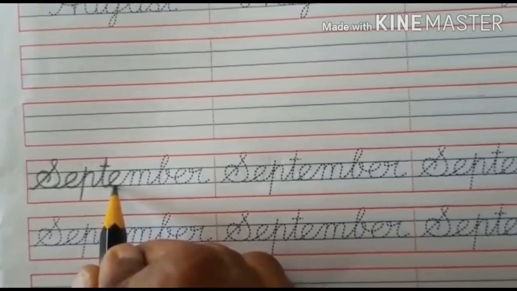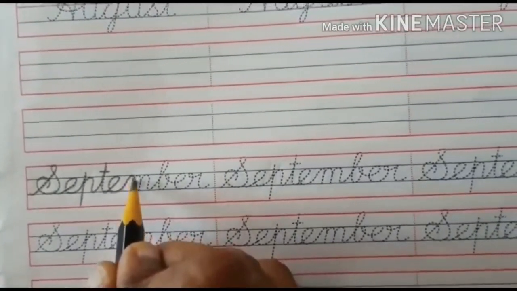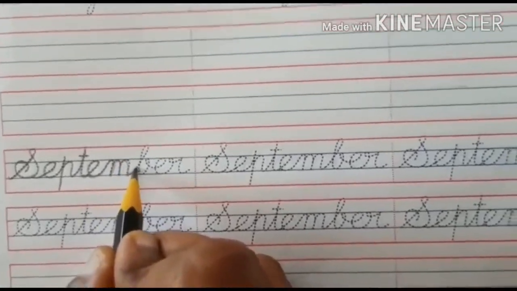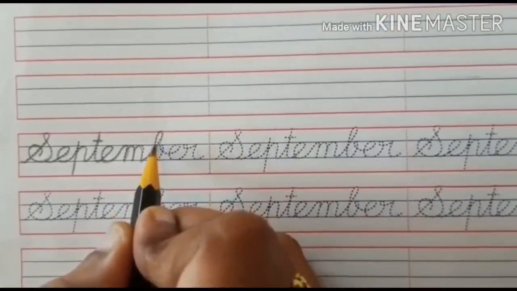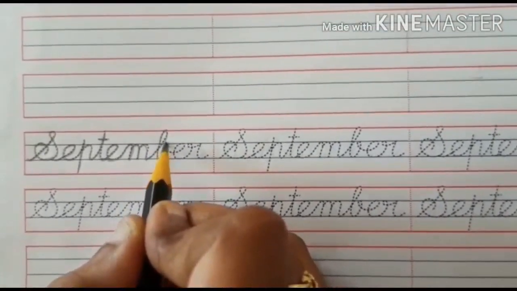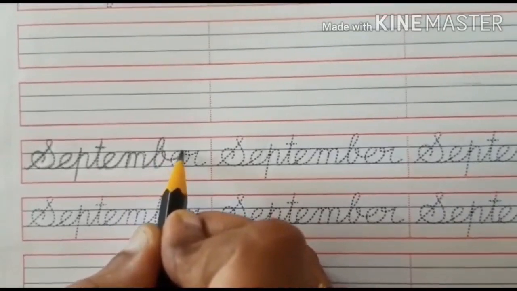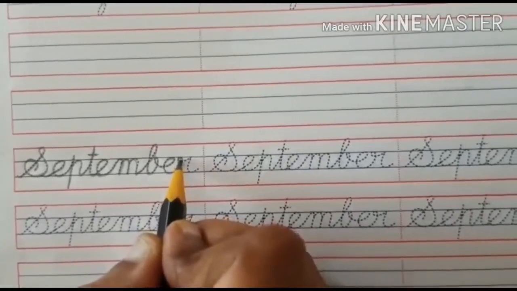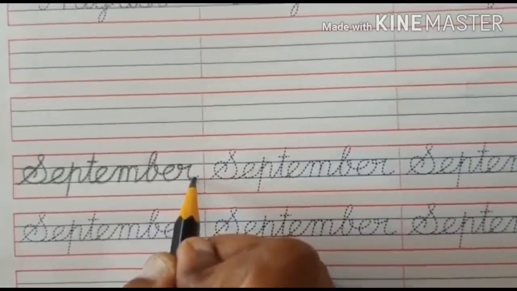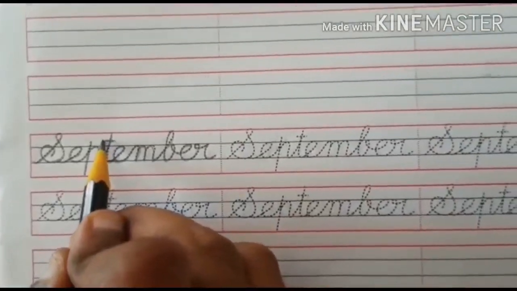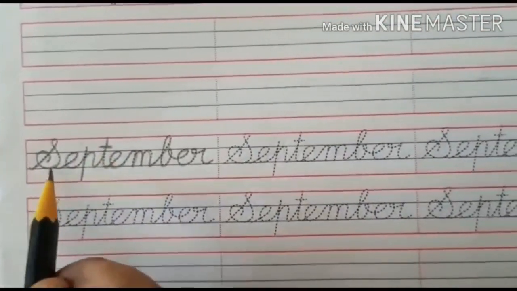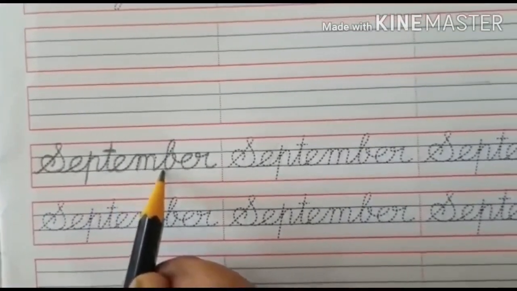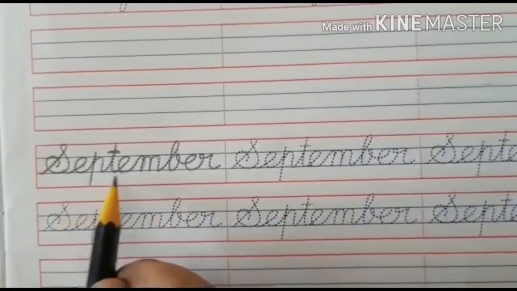M, you should touch midline and baseline. B, you should go up, touch top line, midline and baseline. E, touch midline and baseline. R, put one small knot, touch midline and baseline. September. S, E, P, T, E, M, B, E, R. September.